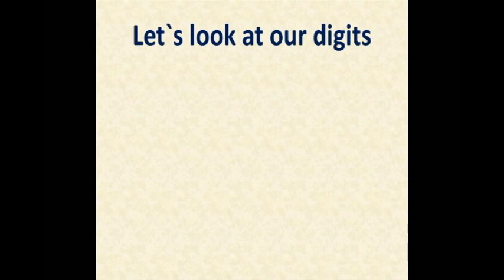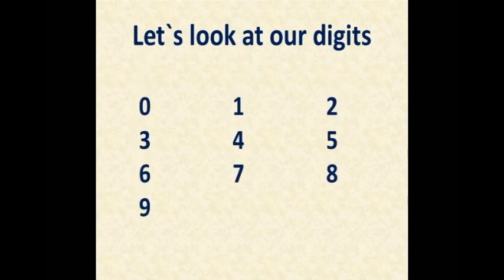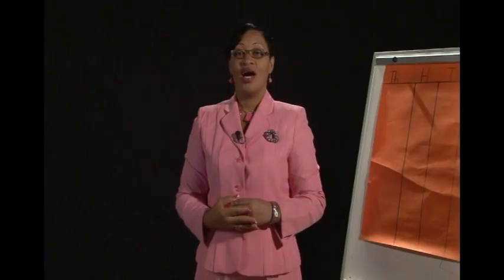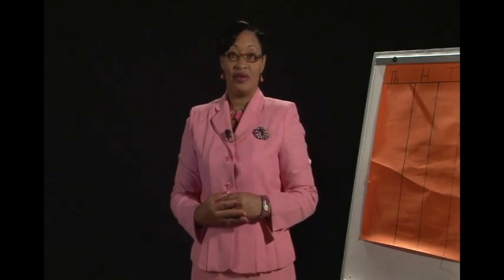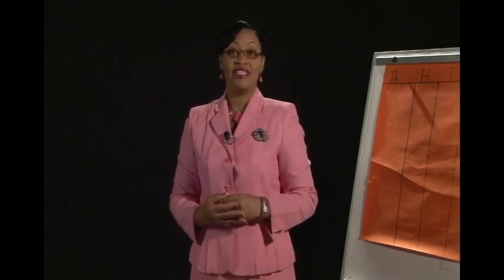Let's look at our digits. For us, we have 10 digits. We use a base 10 system. If you notice on screen, you'll see 0, 1, 2, 3, 4, 5, 6, 7, 8, and 9. All those will give us 10 digits. Our base 10 system helps us to go up in units of 10.